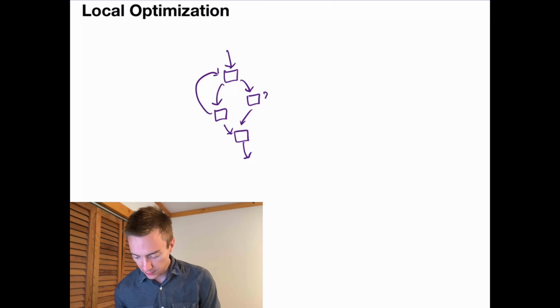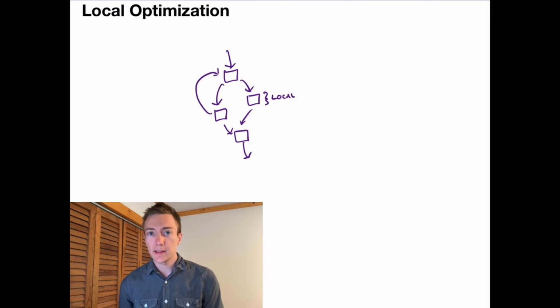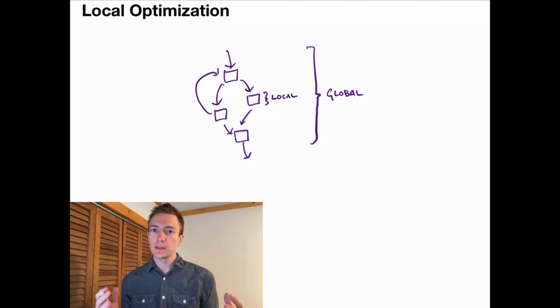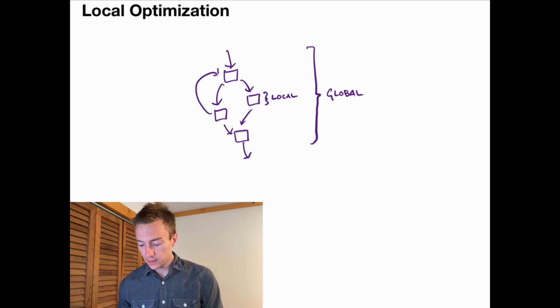Local optimizations work within a single basic block. That means they don't have to deal with control flow. They just have to deal with the ordering of instructions in a sort of linear scan. Global optimizations work on an entire function. This means they have to deal with control flow. And as we will demonstrate in this video and the next one, dealing with control flow makes optimizations, typically speaking, much more complicated.